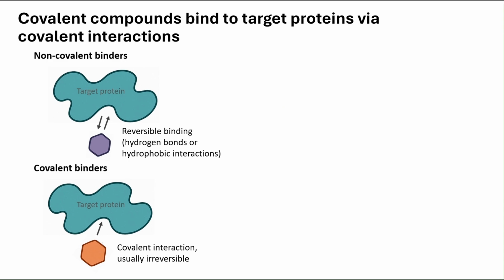Covalent drugs represent a relatively small but important subset of approved therapeutics. Most drugs on the market are non-covalent. These drugs bind reversibly to their target proteins using interactions like hydrogen bonds or hydrophobic forces. These interactions are transient, allowing the drug to bind and unbind repeatedly. In contrast, covalent drugs are designed to form a covalent bond to their target protein, typically through a reactive electrophilic group called a warhead. This bond is often irreversible.